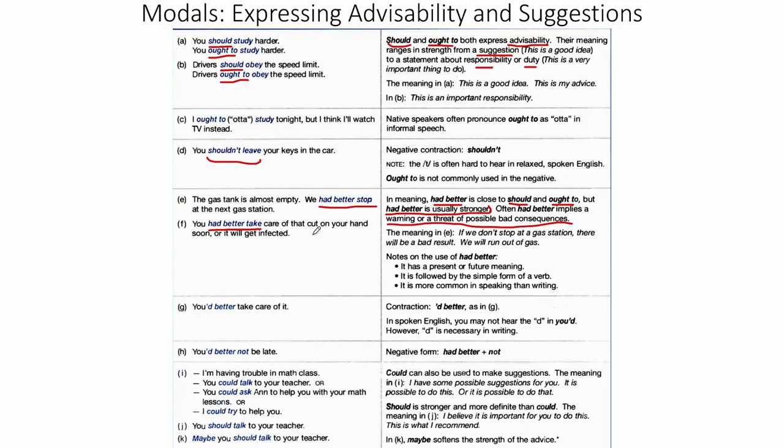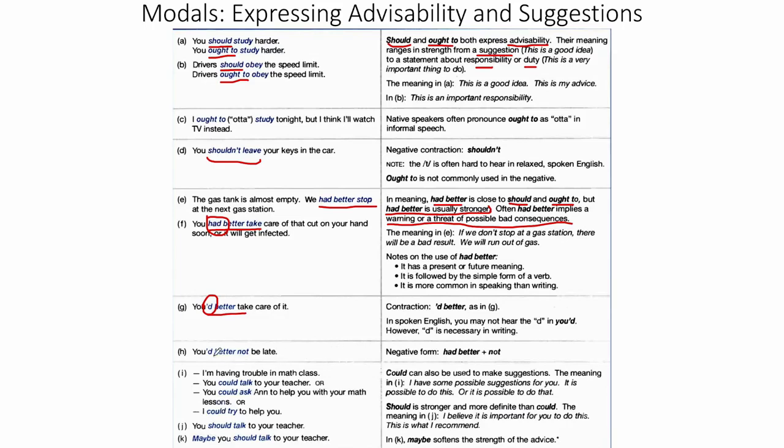If we want to classify these in terms of strength of advice, we start of course with had better, followed by should or ought to. Here you have had better take care of it. This is the contraction of had better, and here you have no contraction, you have the full form of the auxiliary had. This is something just to bear in mind.